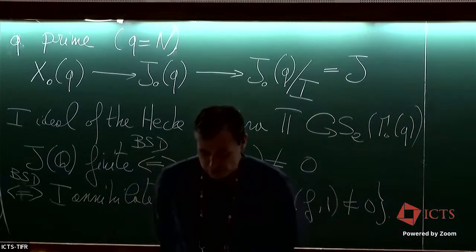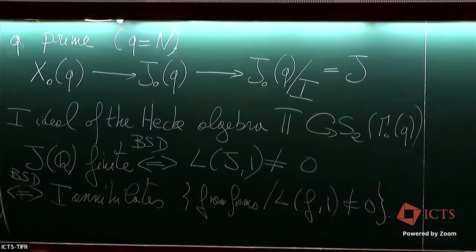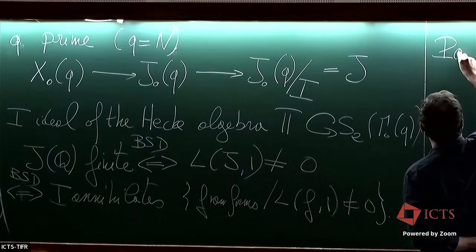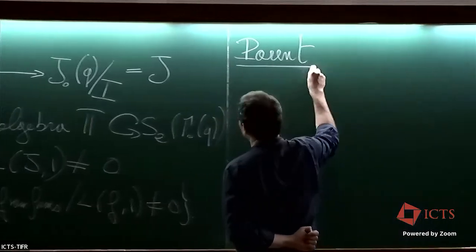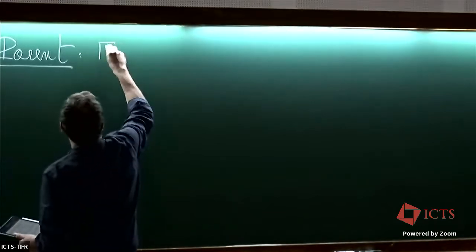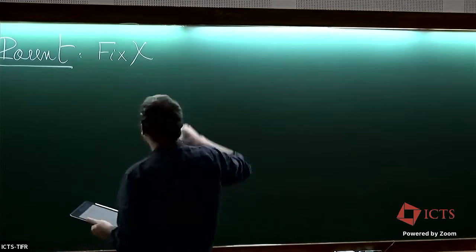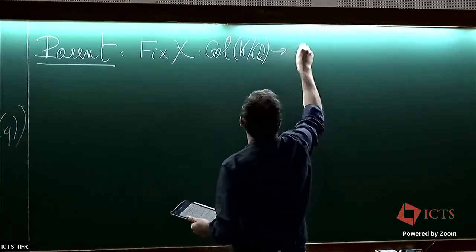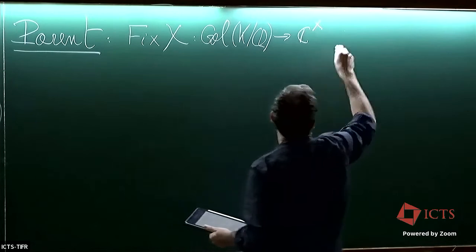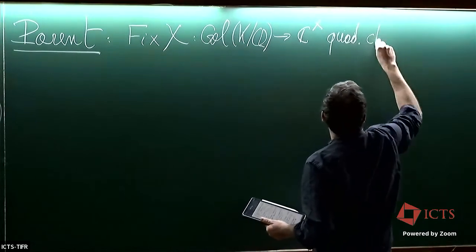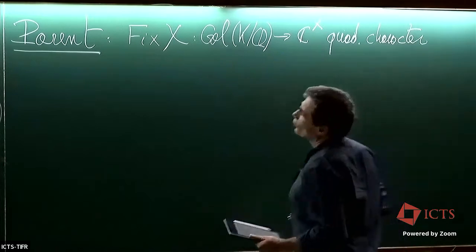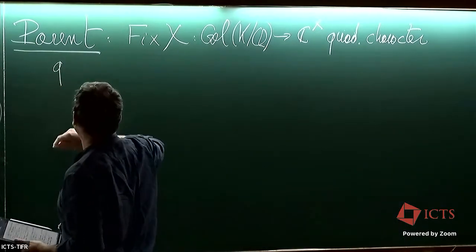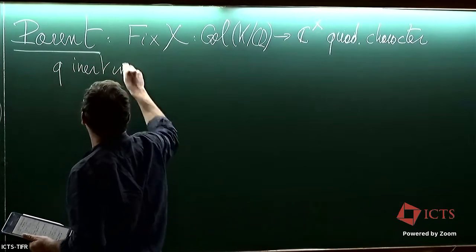But what I want to talk about is arguments which are now a little bit overlooked, which were discovered about 20 years ago. The first is the following one. Fix K, a quadratic character. You have to impose that Q is inert in K.